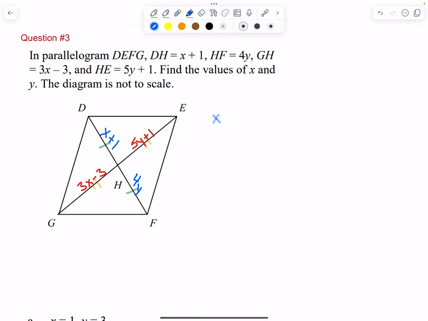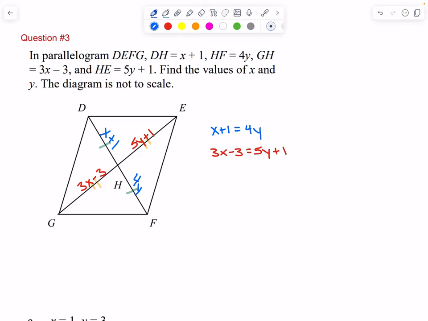So let's just write out what would be congruent. So x plus 1 would be congruent to 4y. And we know that 3x minus 3, not plus 3, 3x minus 3 would equal 5y plus 1. And so both of those equations have x and y. So we can't solve for a variable when we have two of them. So we've got to figure out a way to get just one variable in an equation.